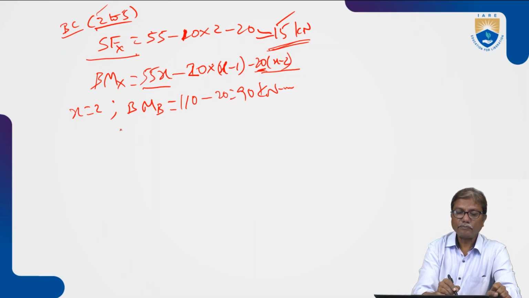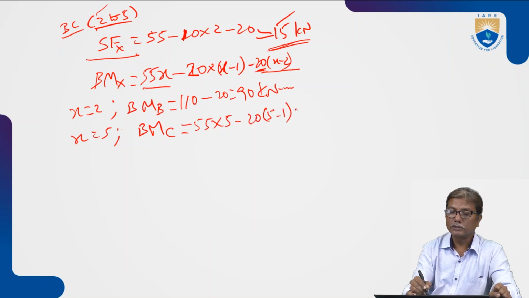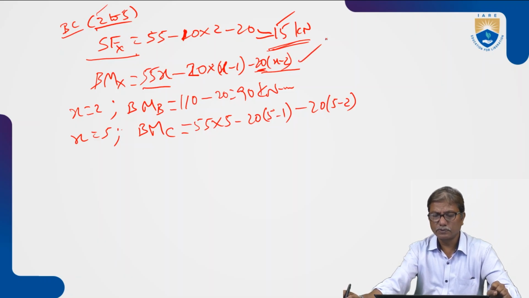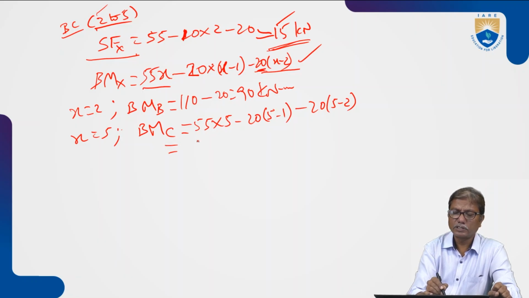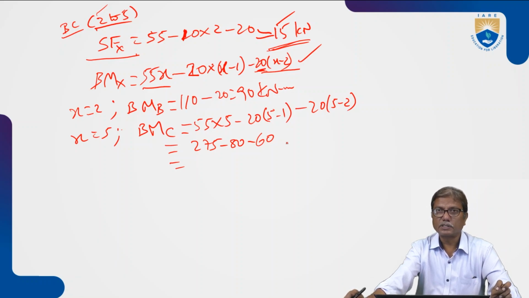Next, at x equal to 5, bending moment at C will be 55 into 5 minus 20 into 5 minus 1, okay, minus 20 into 5 minus 2. In this equation, we have to substitute 5 for x. So what will you get here? 275 minus 80 minus 60. So 140. 275 minus 140. So what will be the result?